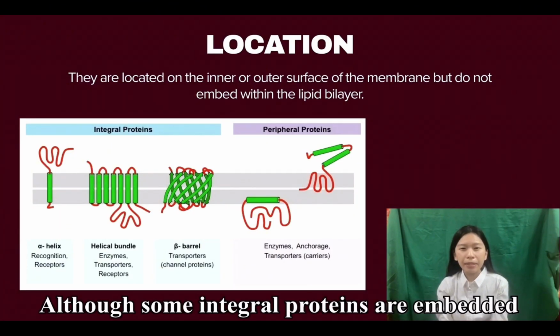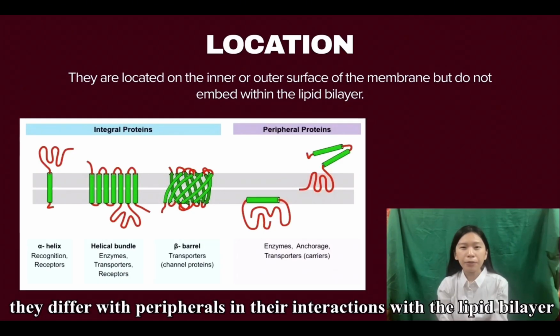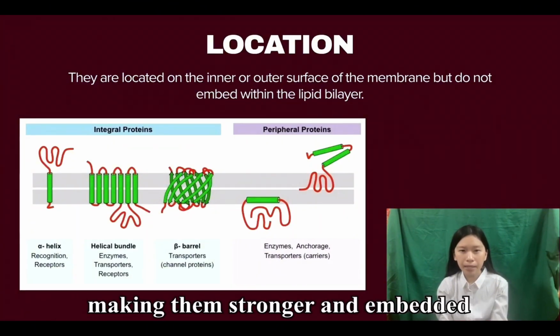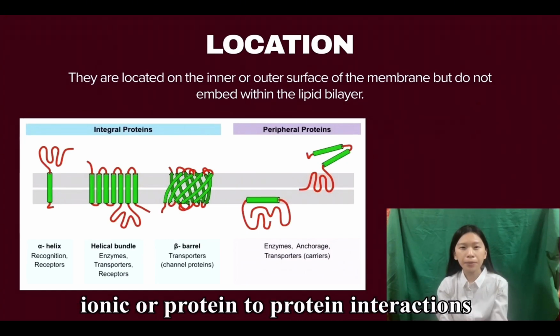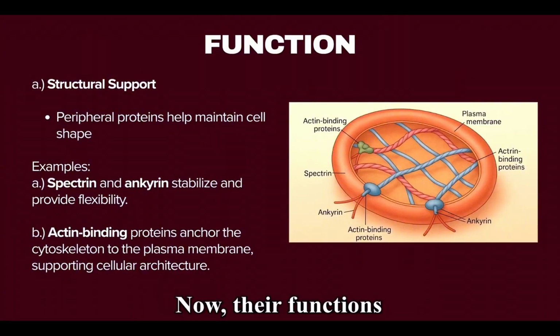Although some integral proteins are embedded only on one side of the membrane, they differ from peripherals in their interaction with the lipid bilayer. Again, integrals have hydrophobic attachments, making them stronger and embedded, while peripherals associate indirectly through ionic or protein-to-protein interactions. Now, their functions.